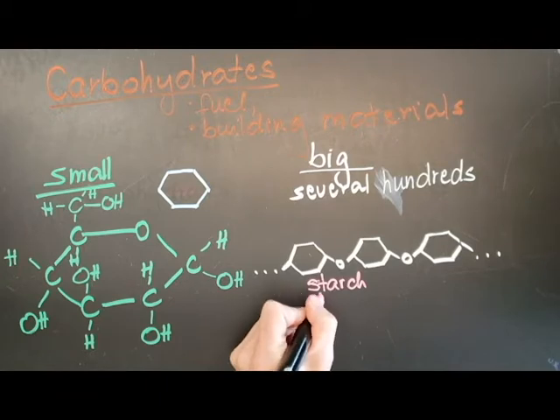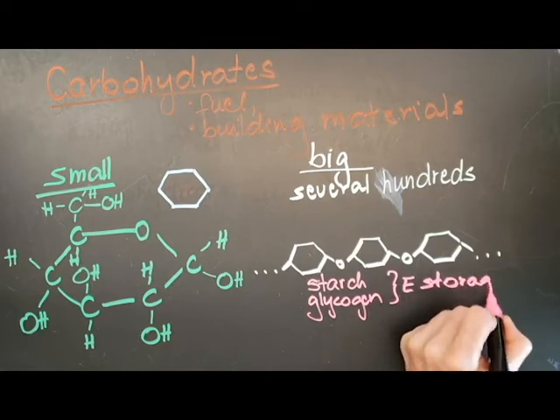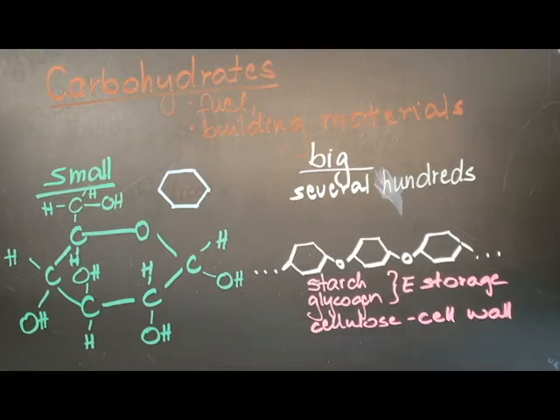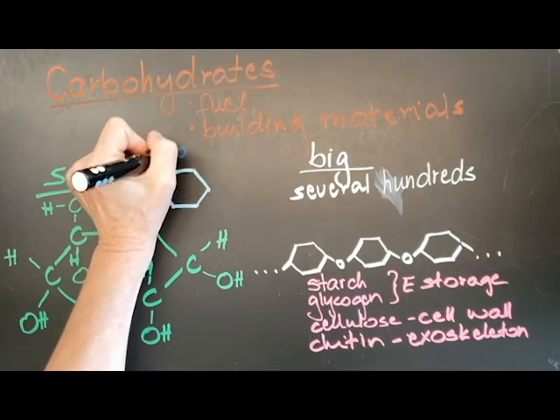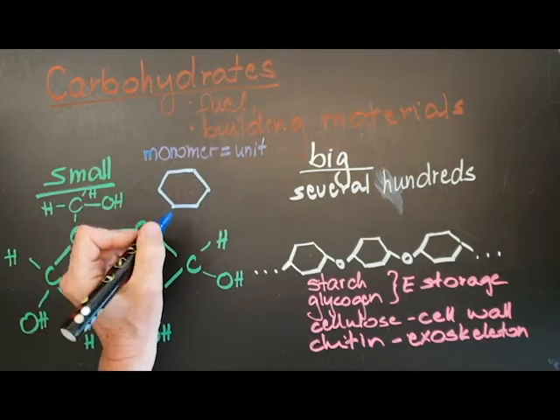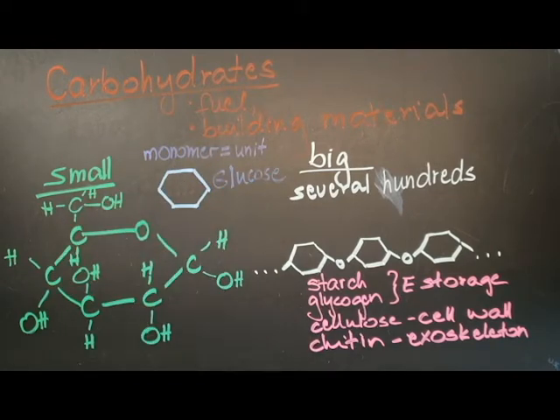Examples are starch and glycogen, which both serve as energy storage molecules for the cell. They can be cellulose that builds up the cell wall, and chitin, a modified carb with some nitrogen to form the exoskeleton for the insects. The monomer is the unit of the big polymer, and in our example, the glucose was the monomer for the starch or glycogen polymer.